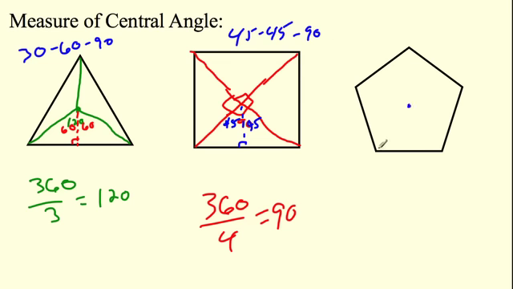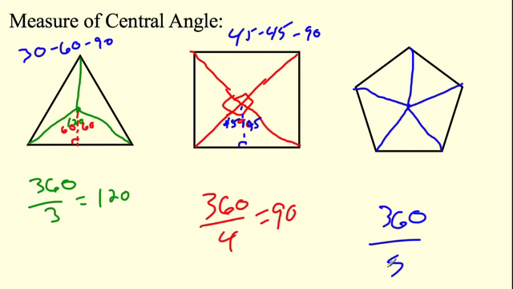Draw in the center of this, and I'm going to draw in my radii. There's one, there's another one, there's another one, there's another one. And again, I've got 5 of these, so 360 degrees would be the whole circle. Divide it by 5. What am I going to get on this one? I think we're going to get 72. 72 degrees is each one of these.